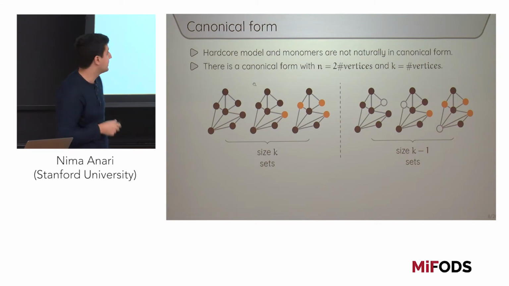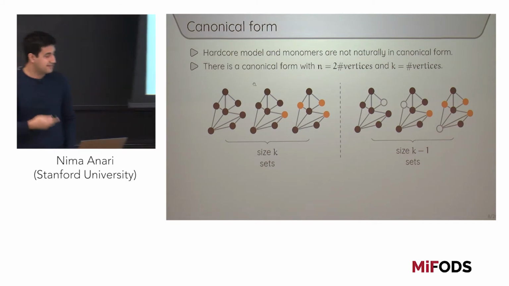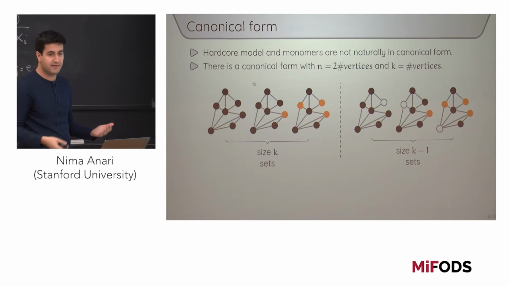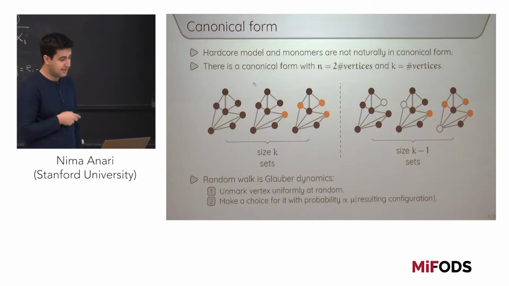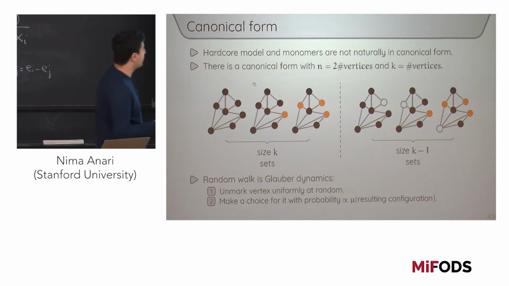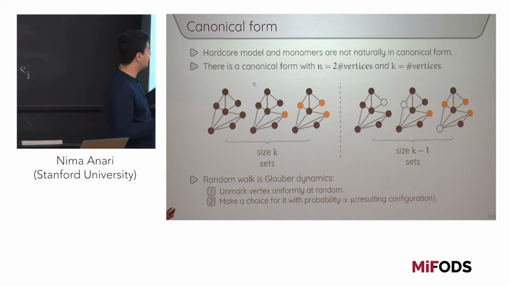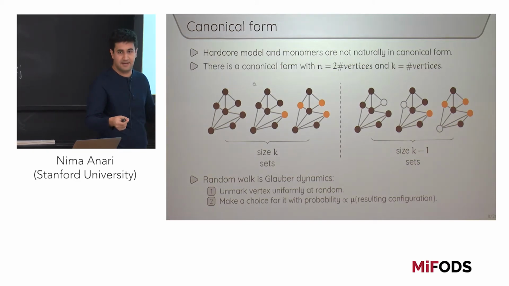So now you can still apply the same random walk that we applied to matroids to this formulation. And what you get is the Glauber dynamics. So you start from one of these complete configurations. You basically choose one of the n vertices uniformly at random.